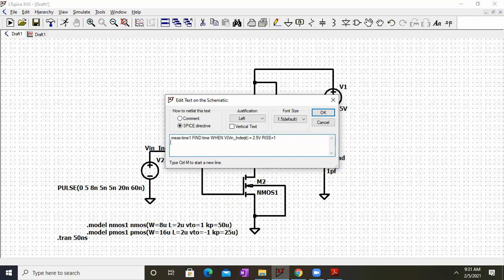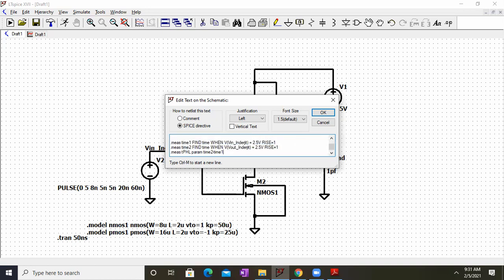Okay. And similarly, similar statements we can write over here. But here we can call it time 2, find the time when V out reaches 50%. So V out is 50% means 2.5. And similarly, your dot measure, this is which time? Propagation delay time, high to low. So what will it be? Propagation delay time will be time 2 minus time 1. And we will save that. Now, similarly, we can also add over here. I'll copy this and add.